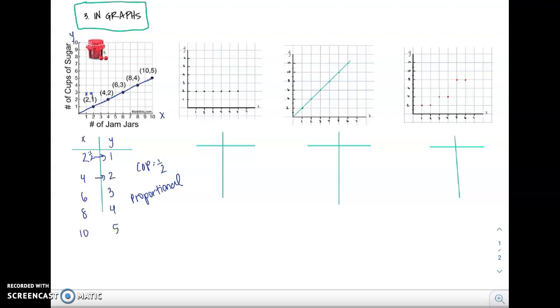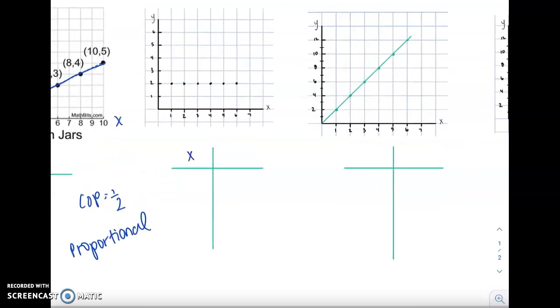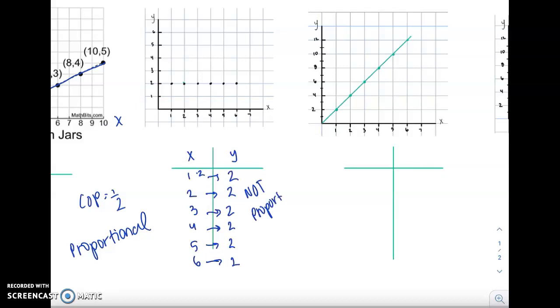We look at the second graph, and if you look here, for all of my x's, 1, 2, 3, 4, 5, and 6, they have the same y. So I know 1 times 2 is 2, but none of these are going to be multiplied by 2, so this is not proportional. And any time you see a graph where 2 x values have the same y value, it's not going to be proportional.